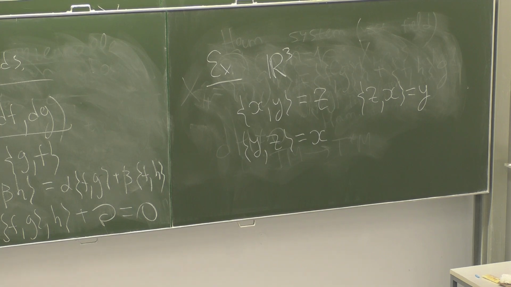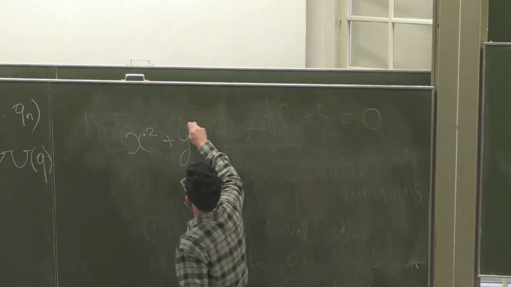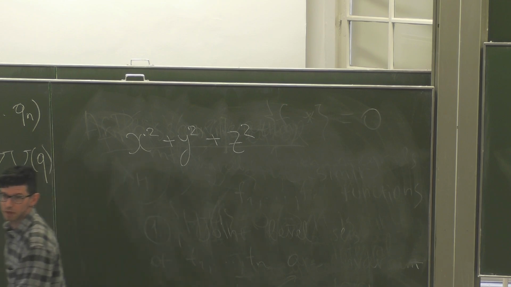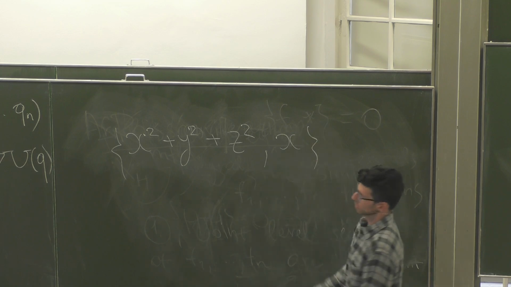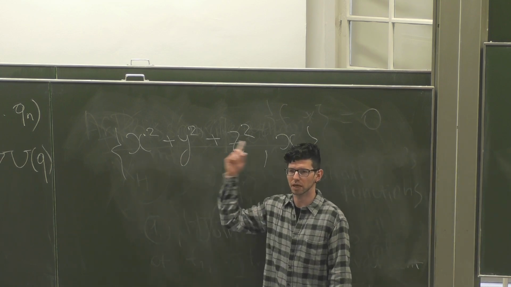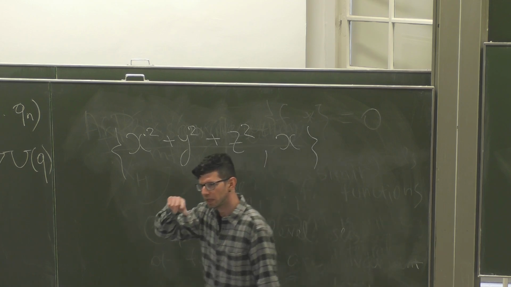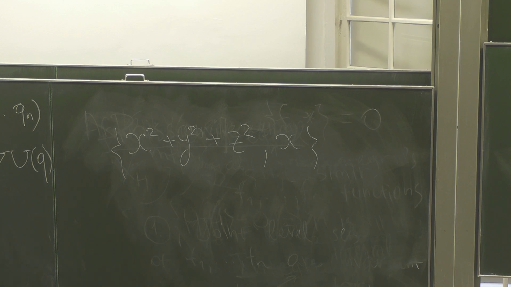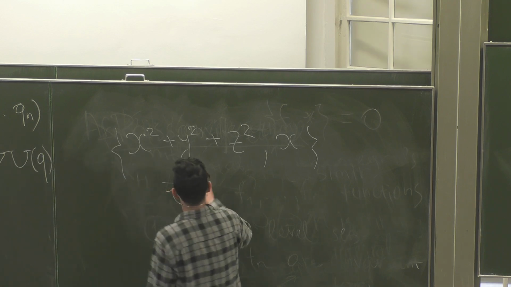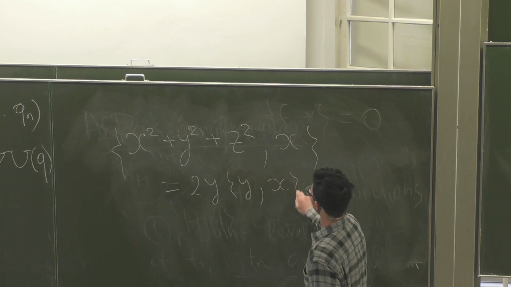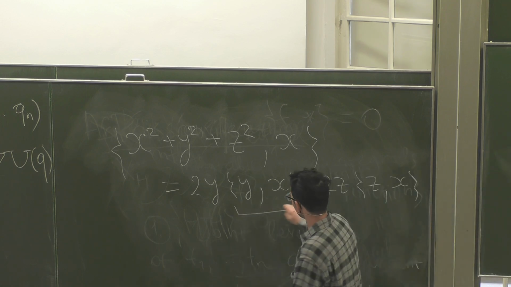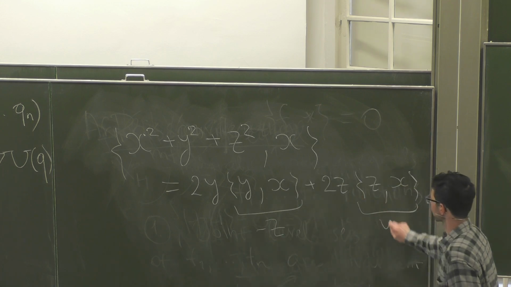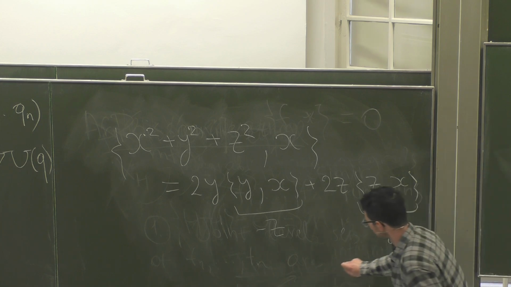And for this Poisson structure, I claim that x squared plus y squared plus z squared is a Casimir function. What that means is that the Poisson bracket of this with any other function is equal to 0. For example, let's take the Poisson bracket of this with x. The Poisson bracket of x squared and x has to be 0, because by the product rule that reduces to 2x times the Poisson bracket of x and x, which is 0 by skew symmetry, plus 2y times the bracket of y and x plus 2z times the bracket of z and x. The bracket of y and x is negative z. The bracket of z and x is y. So we see that that's indeed 0.